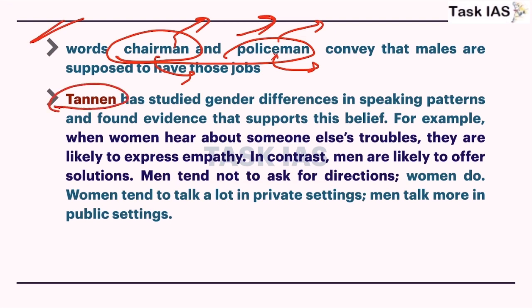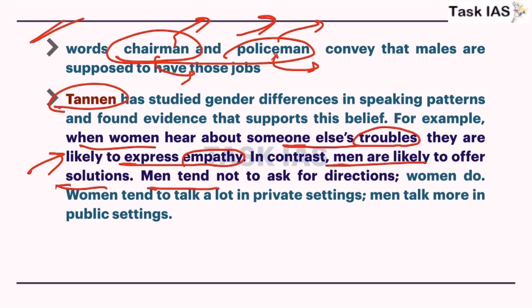Now, Tannen's study. She has mentioned that when women hear about someone else's troubles or any mishappenings, they tend to express sympathy. They show their emotions. But when a similar situation is told to men, they are likely to offer different solutions. Men tend not to ask for directions, but women do.